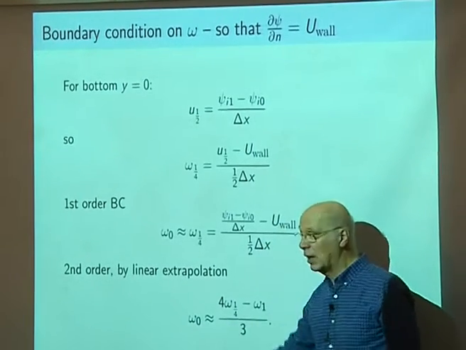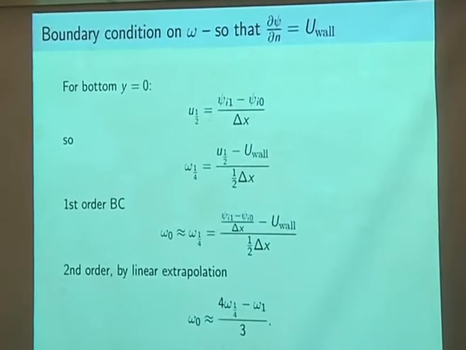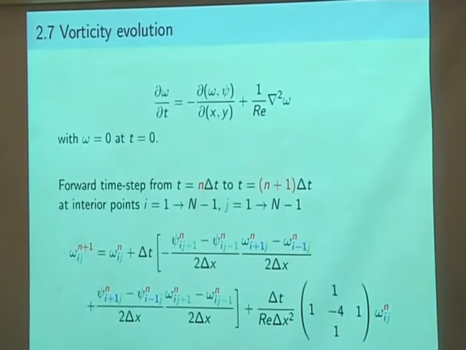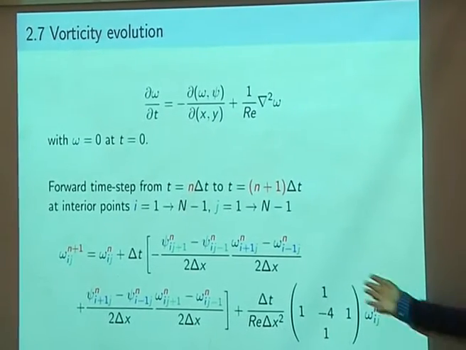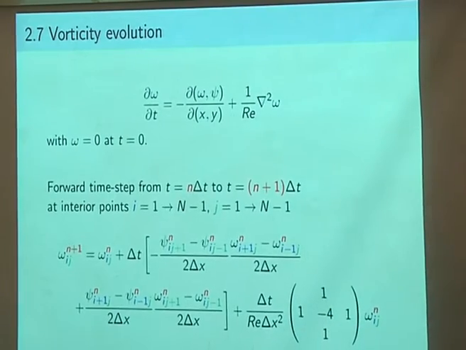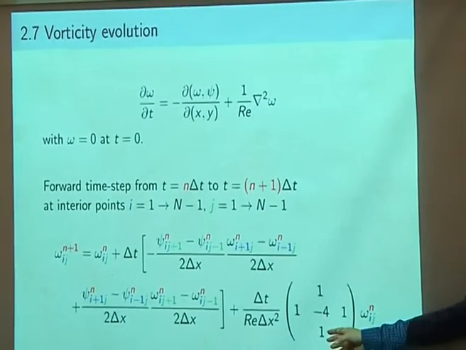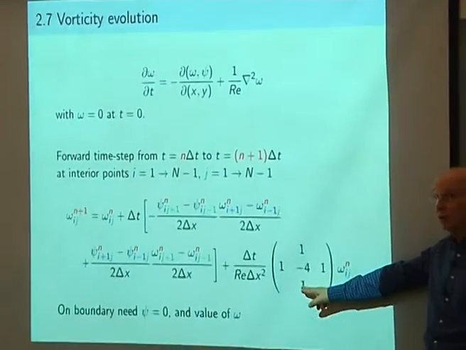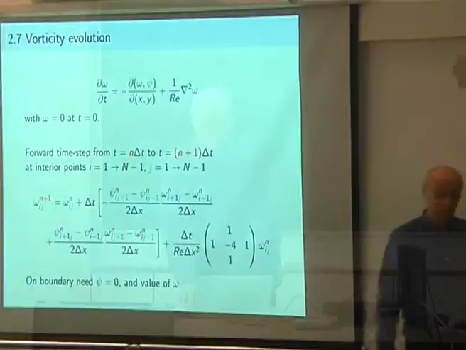So therefore I can work out what is the vorticity on the boundary, and I need that in this del squared, the Laplacian of the vorticity. When I'm 1 point into the interior, this point j minus 1 is on the boundary. So I need the boundary values.